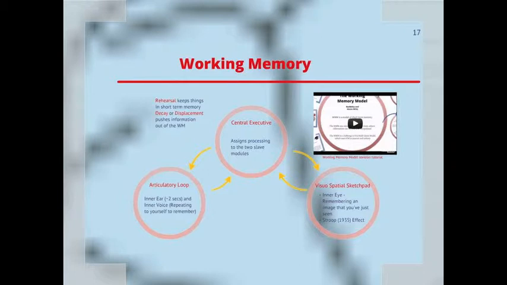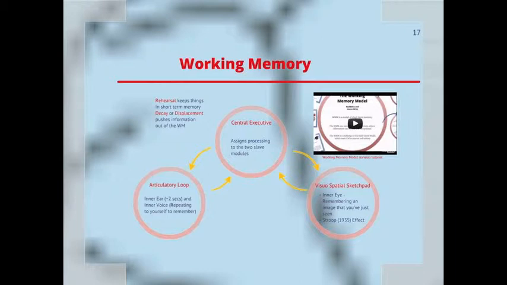So we have an inner eye, remembering what we've just seen. For example, what color was the person wearing that just passed us by? Okay? And basically, when we have working memory, we can use rehearsal, which is discussed on the top left part of the slide, to keep things in short-term memory.